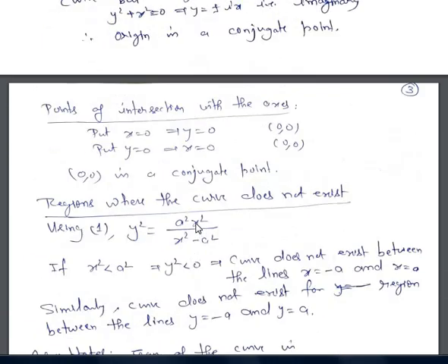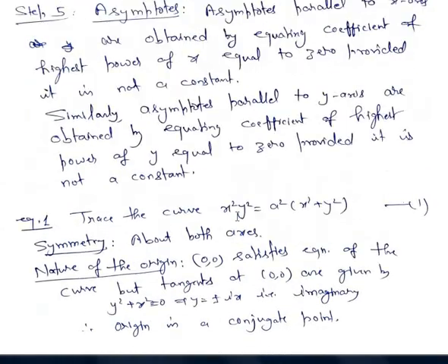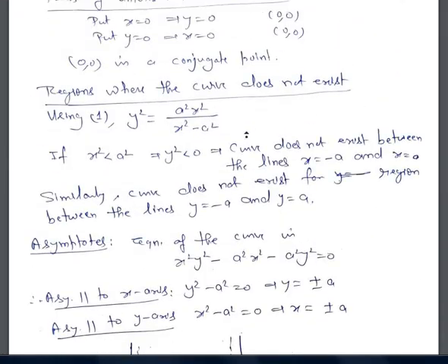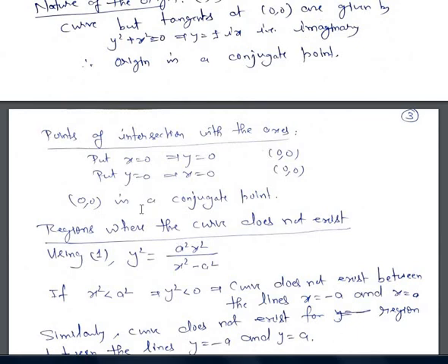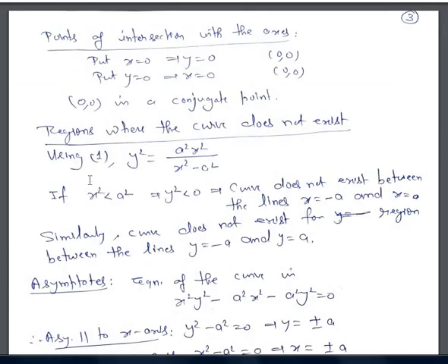Next step is to find out points of intersection with the axes. Now put x is equal to 0. What do we get? If we put x is equal to 0, then we get y is equal to 0. And if we put y is equal to 0, we will get x is equal to 0. That means 0 is the only point of intersection with the axes, and we have already seen that the origin is a conjugate point. Then regions where the curve does not exist.